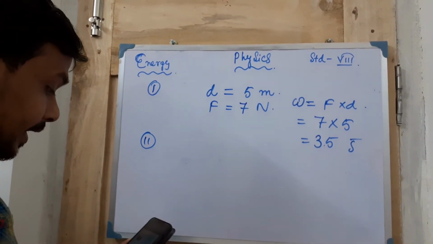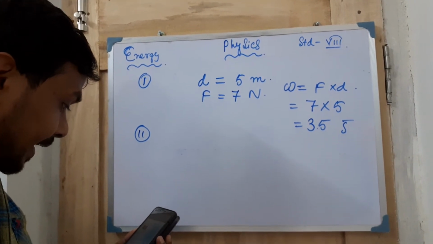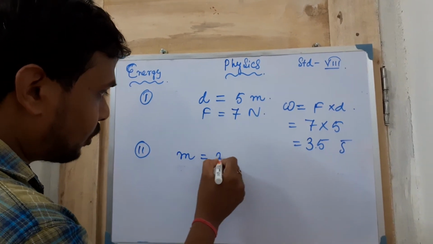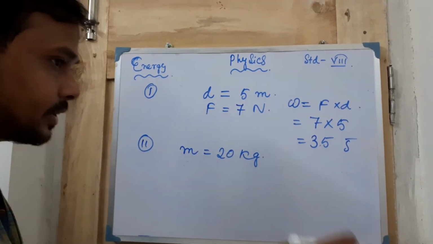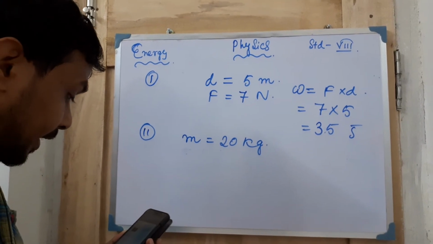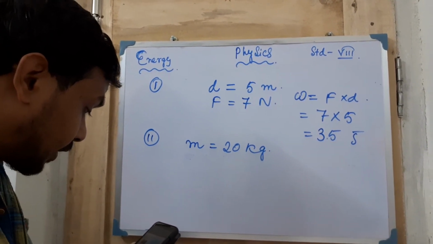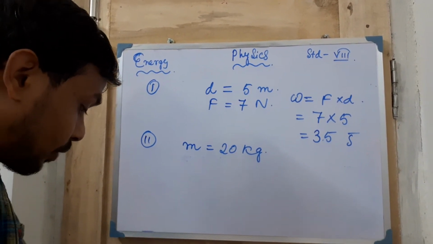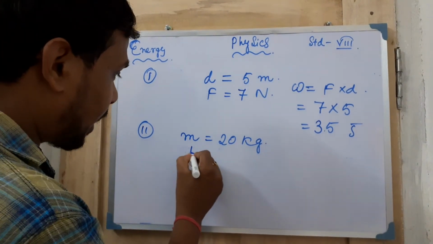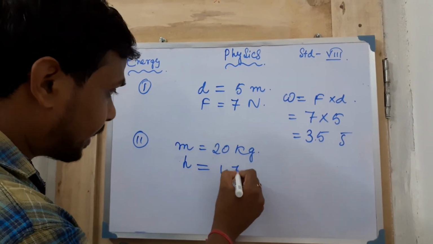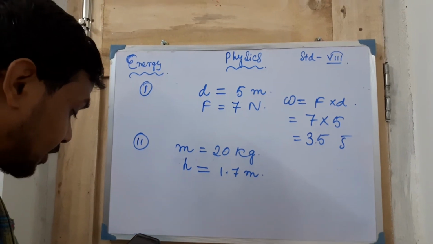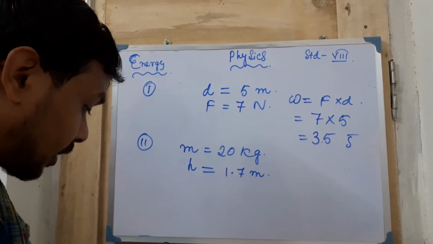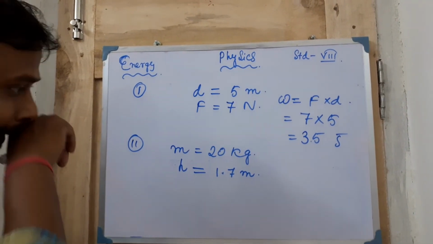Second numerical: a porter lifts a luggage of 20 kg. So the mass of the body is given as 20 kilogram, which is lifted by the porter from the ground and put on his head 1.7 meter above the ground. So the height is 1.7 meter. Find the work done by the porter on the luggage. So you have to calculate the same thing.